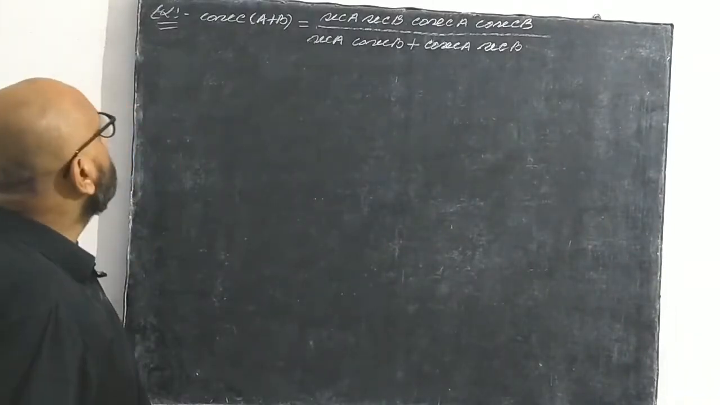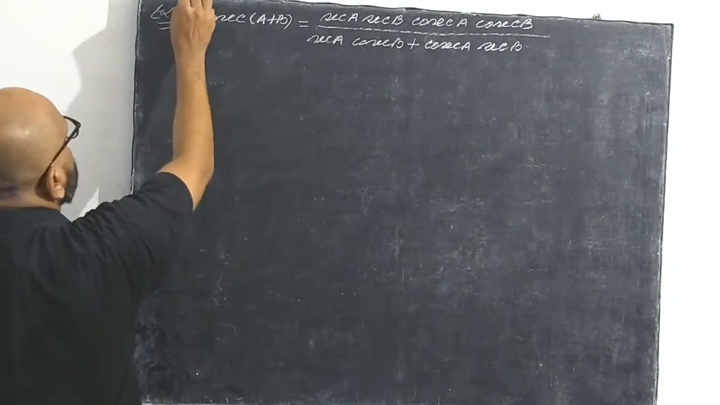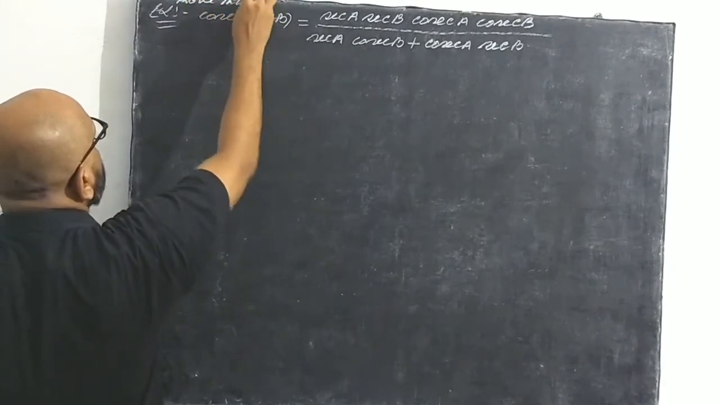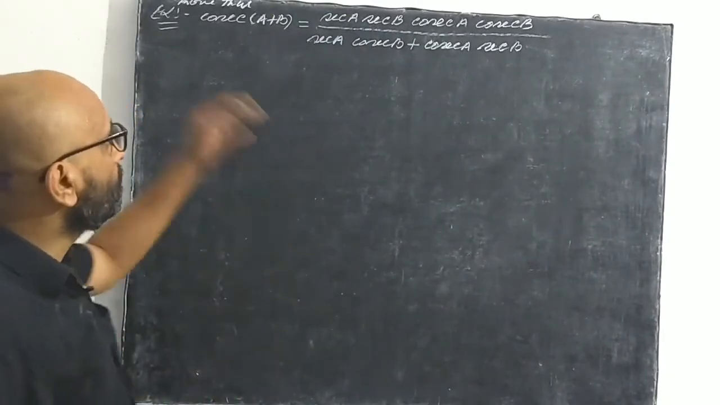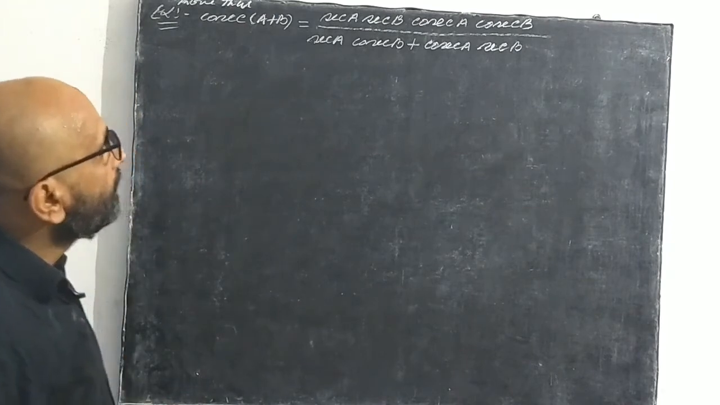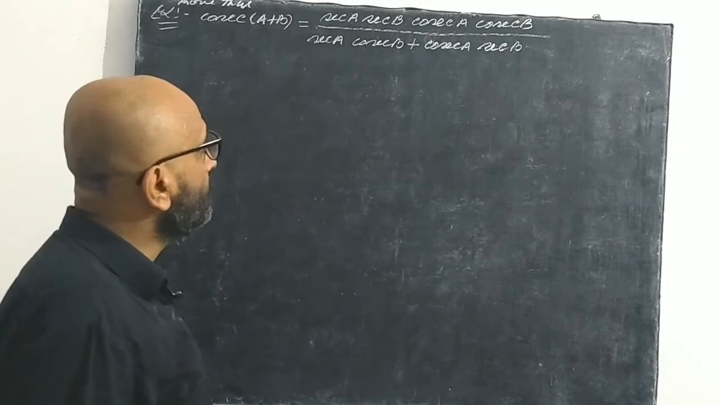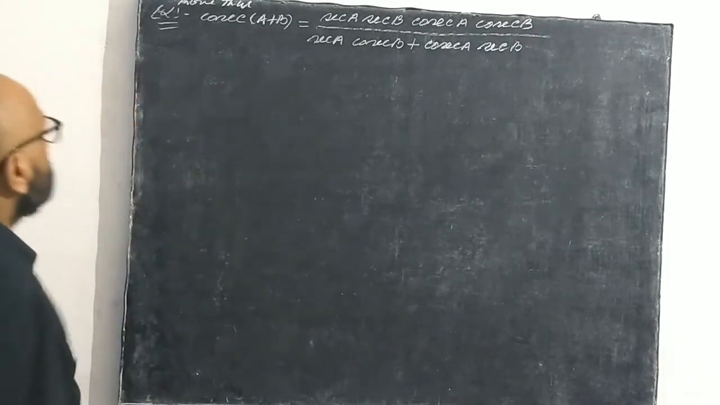Now we have taken the next example: prove that, I forgot to write prove that, cosec A plus B is equal to sec A sec B cosec A cosec B upon sec A into cosec B plus cosec A into sec B. So let's start.